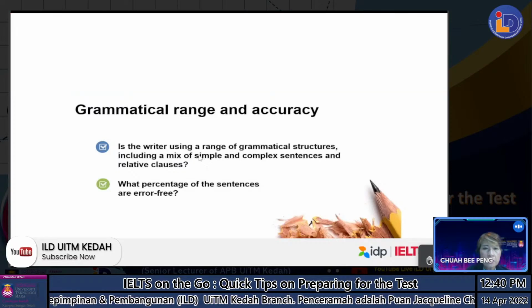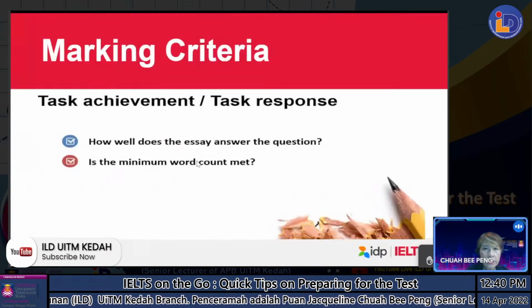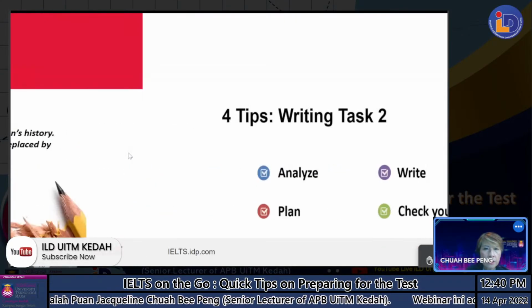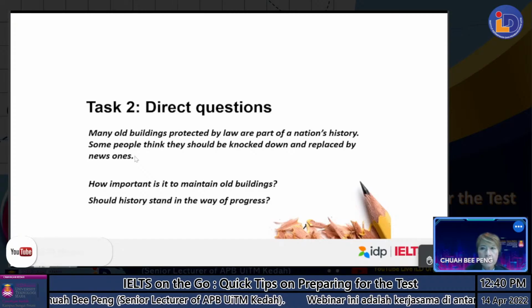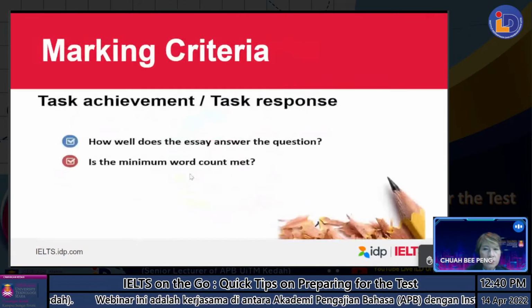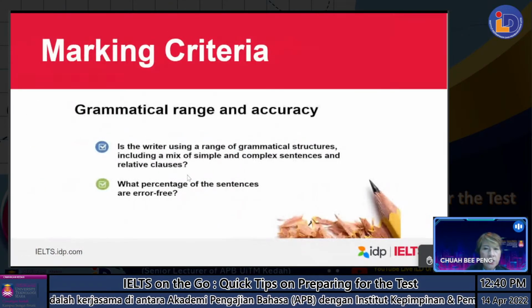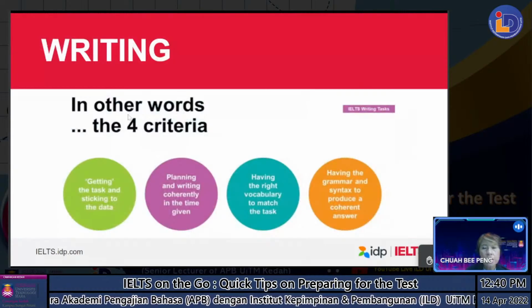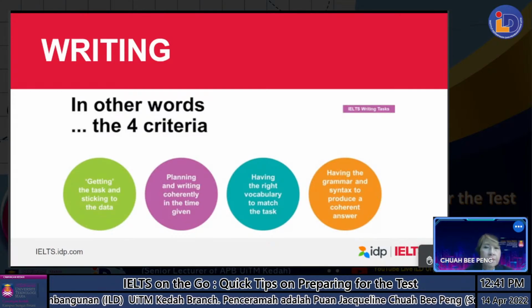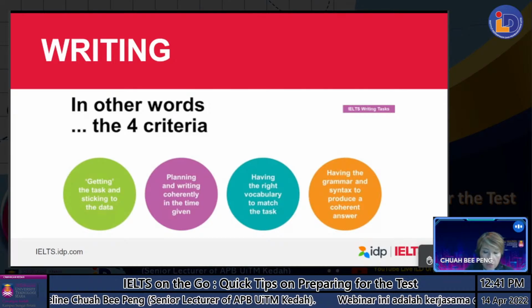Let me go back to where it is. Task 1. Never mind, I'm just going to come up with something. Let's say it says that this chart describes the use of computers among teenagers from the year 2000 to 2019. Should you use simple past tense, present tense, or future tense in your writing?